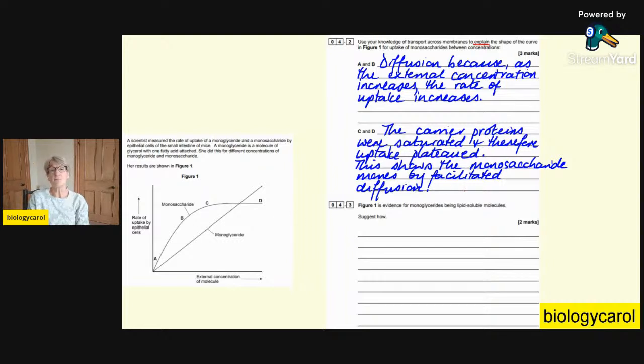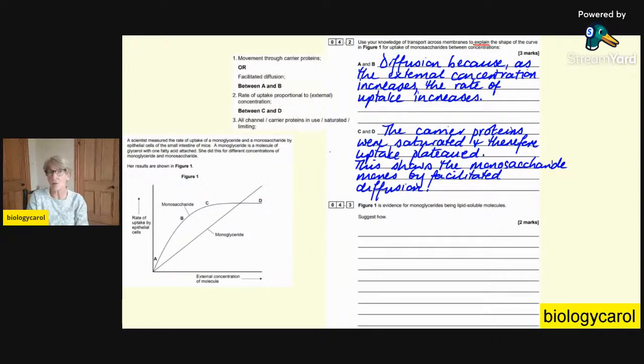Between C and D, the carrier proteins were saturated and therefore uptake plateaued, because I've worked out in my head already that this is facilitated diffusion. The shape of this graph shows facilitated diffusion, and that is what I have concluded here. Both of these are diffusion. But this one, the monosaccharide, is facilitated diffusion, and the monoglyceride is actually simple diffusion.